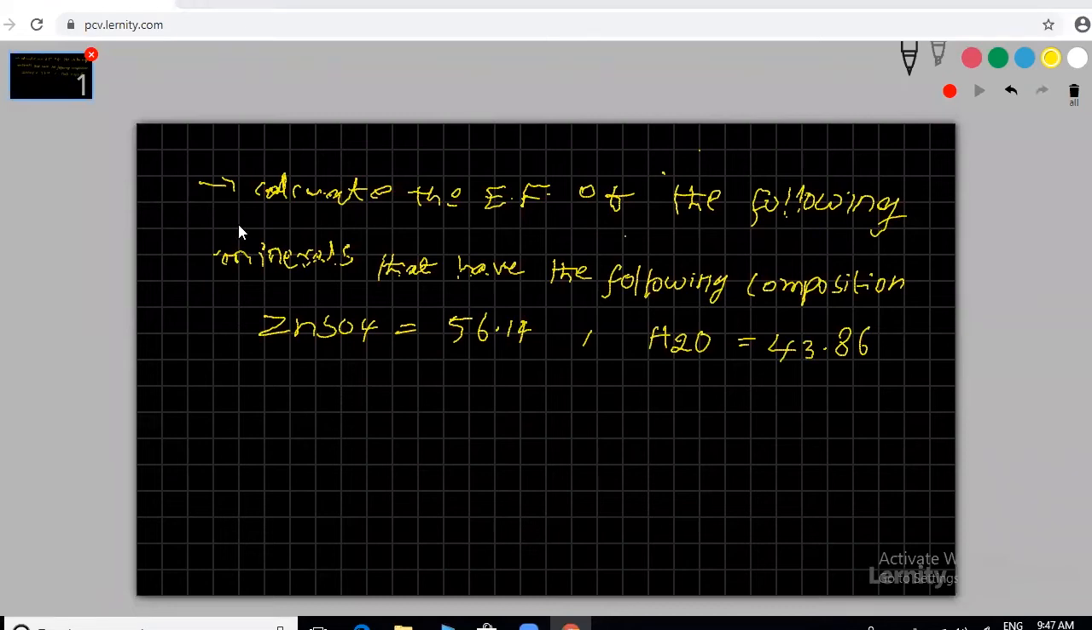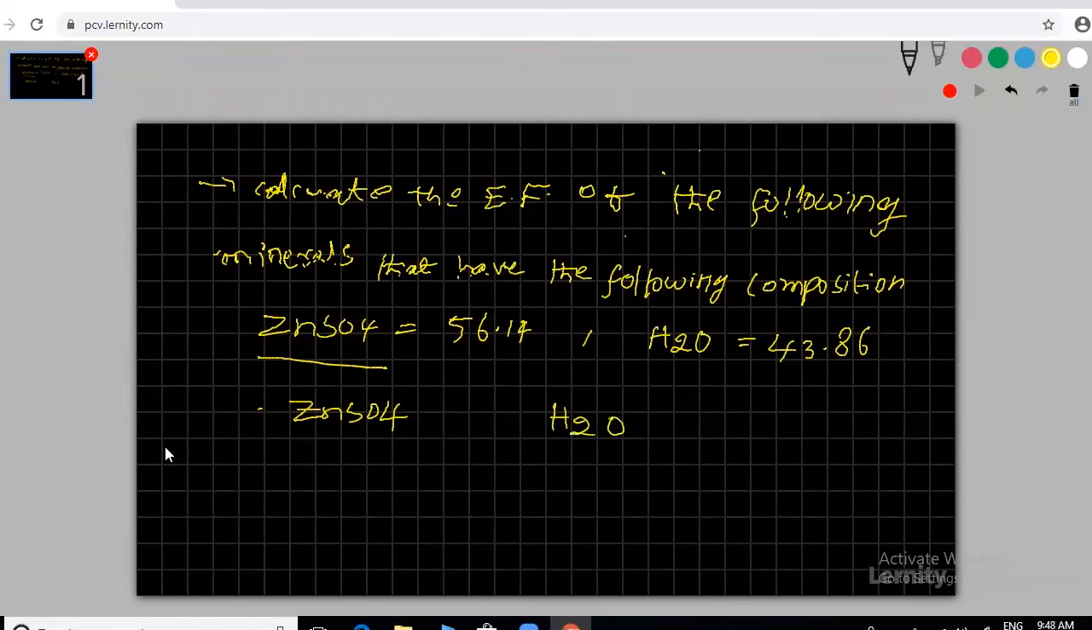I wrote the full question. Calculate the empirical formula of the following minerals that have the following composition, ZnSO4 and H2O. So you need to find out how many ZnSO4 are present and how many H2O are present. That is the only question. Previously we calculated for atoms. Now we are doing molecules also. So here, ZnSO4 and H2O.